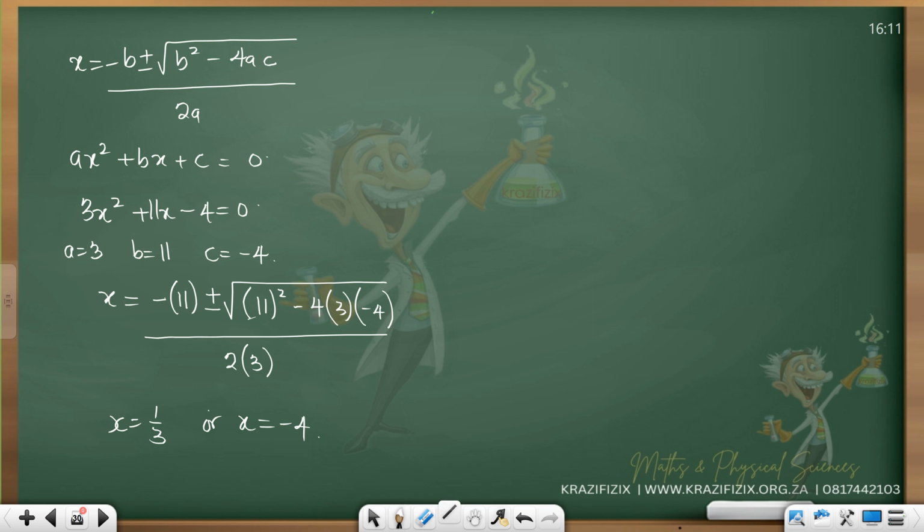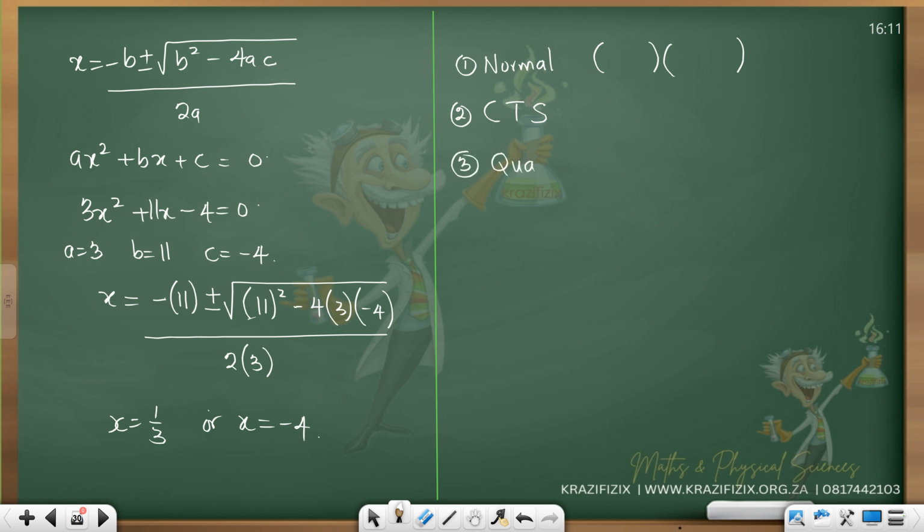So you see we have 3 ways of solving. 1, the normal by opening 2 brackets. Second, we complete the square. And third, we use the quadratic equation. Now I promise to give you 3 equations. Let me give you the 3 quickly because I want you to be practicing the same questions. You are going to use the normal, completing the square, and the quadratic to solve.